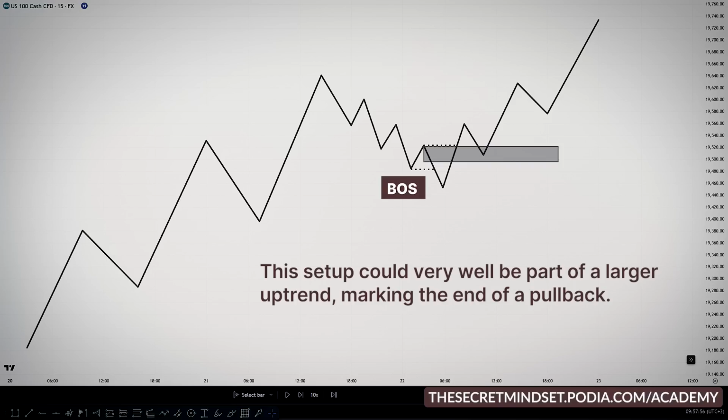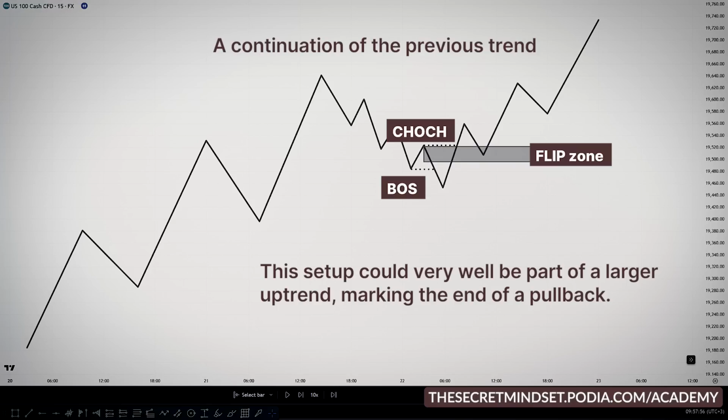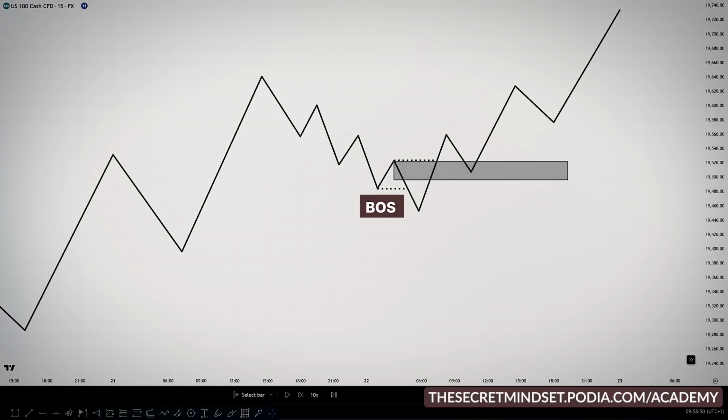This setup, the break of structure, change of character, and the flip of supply to demand, could very well be part of a larger uptrend, marking the end of a pullback. And trading this setup as a continuation of the previous trend, rather than a reversal, is often the smarter move. Trends tend to persist due to market momentum. When you trade this setup with the trend, you're aligning with the order flow.